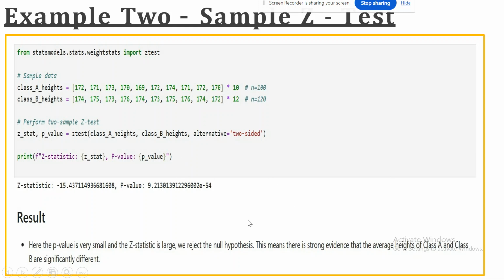Today we have talked about what is the z-test and what is the t-test, and what hypothesis testing actually is.